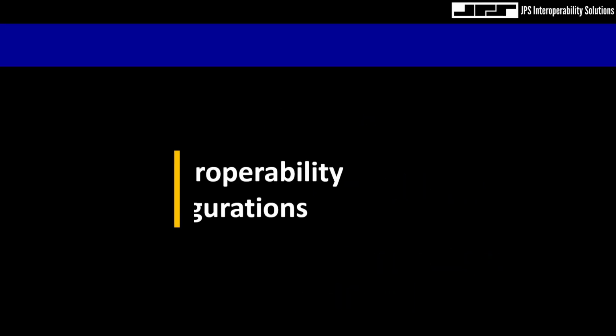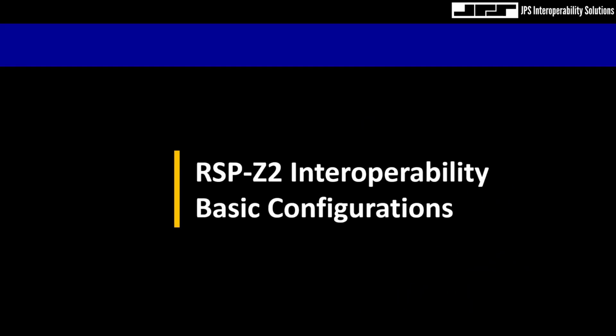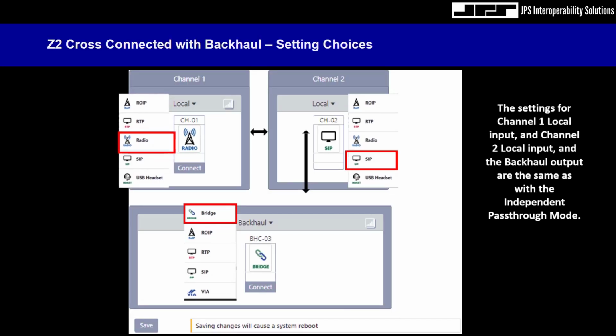Let's talk about the RSP-Z2 interoperability basic configurations. Now we're going to talk about the second major capability of the Z2. That's the cross-connected with backhaul mode. We're going to look at that, and we're going to look at the setting choices.